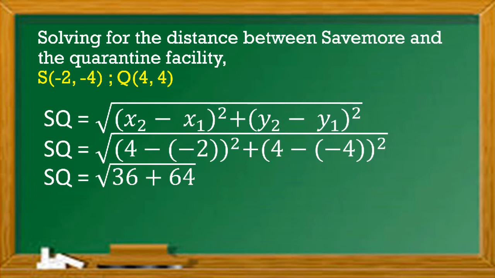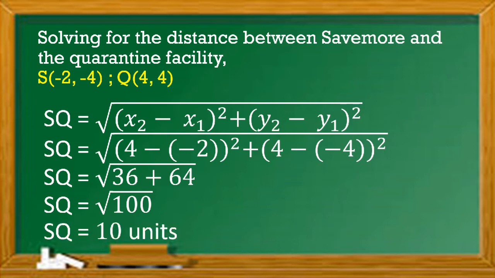So 6 squared is equal to 36. 4 minus negative 4 is equal to 8. 8 squared equals 64. So get the sum of 36 and 64, that's equal to 100. Getting the square root of 100, that's equal to 10. So the distance between Save More and the quarantine facility is 10 units, which is equivalent to 10 kilometers.